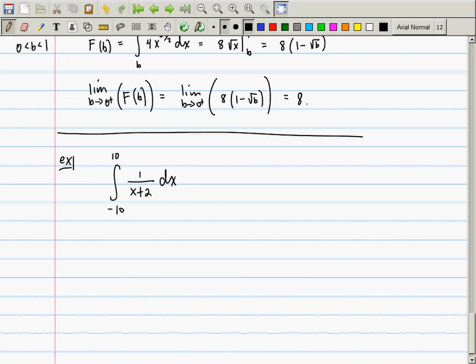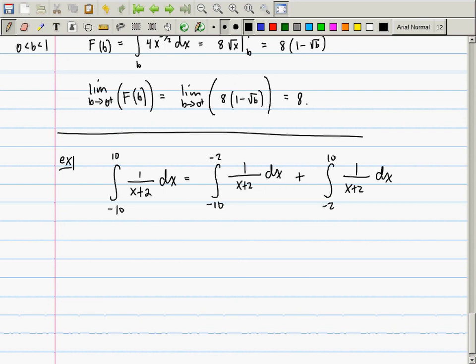Yes, so for this one, you would need to do something like this: the integral is the sum of two integrals, from negative 10 to negative 2 of 1 over x plus 2 dx. This one is improper. And then plus the integral from negative 2 to 10 of 1 over x plus 2 dx. This one is also improper. So both of these are improper.